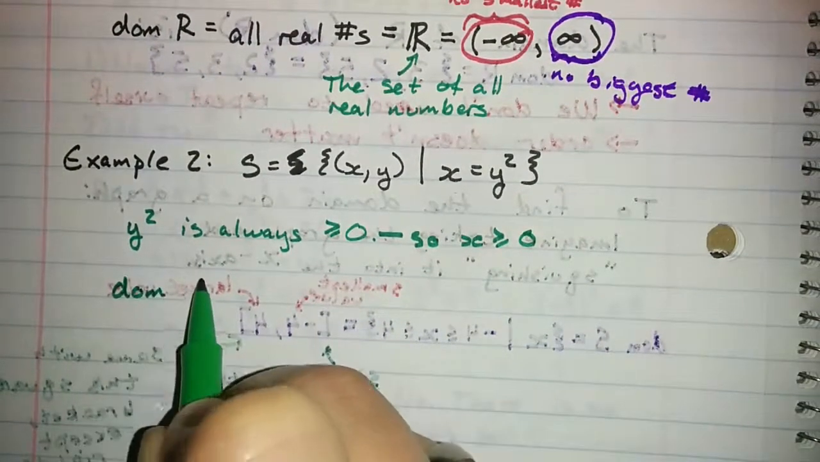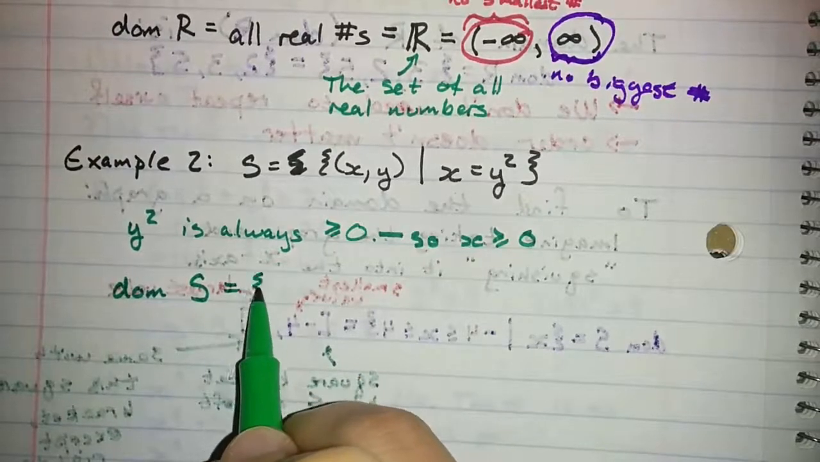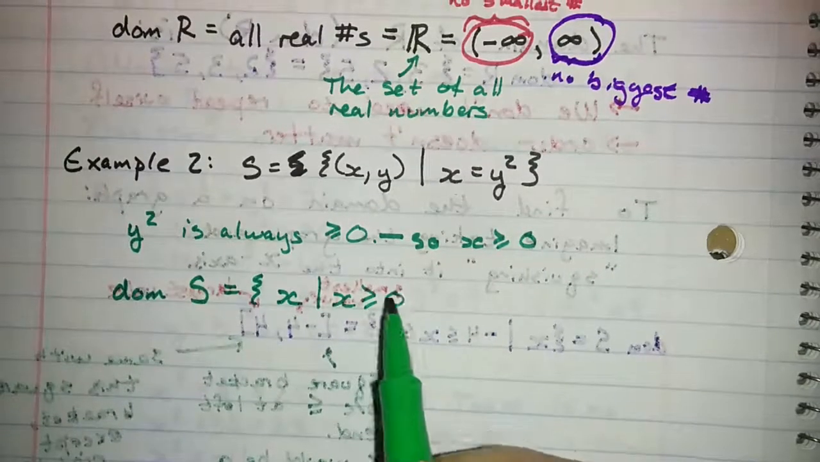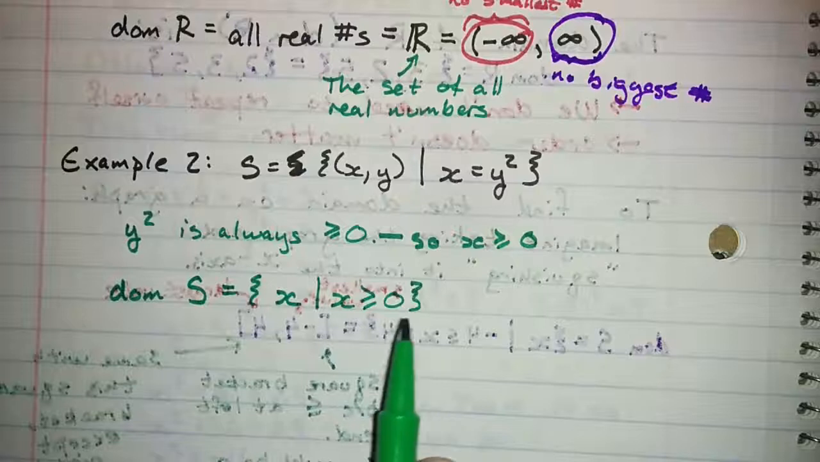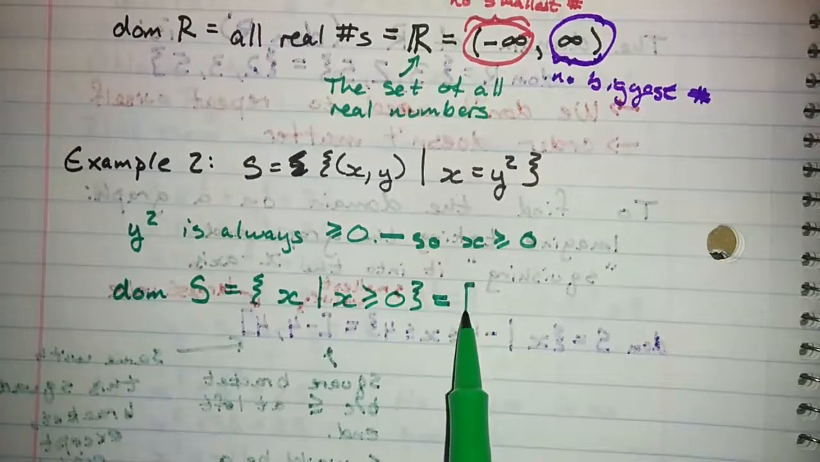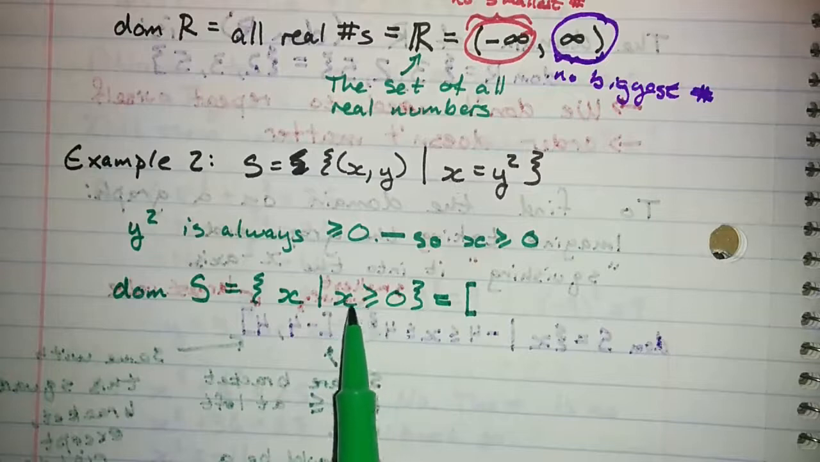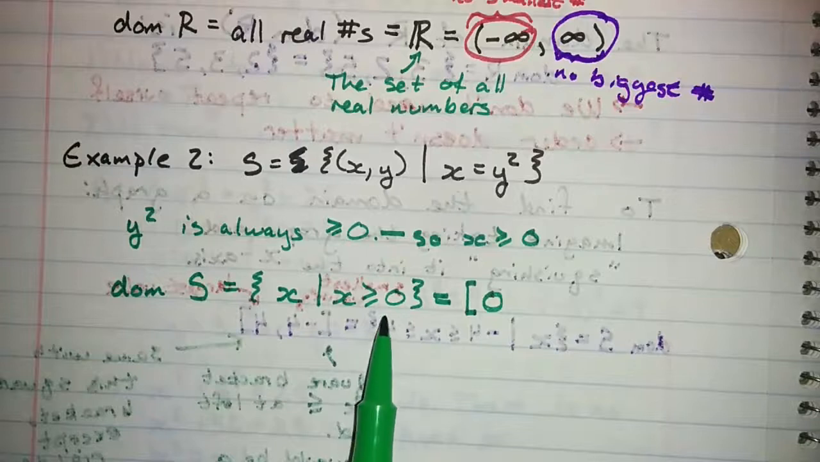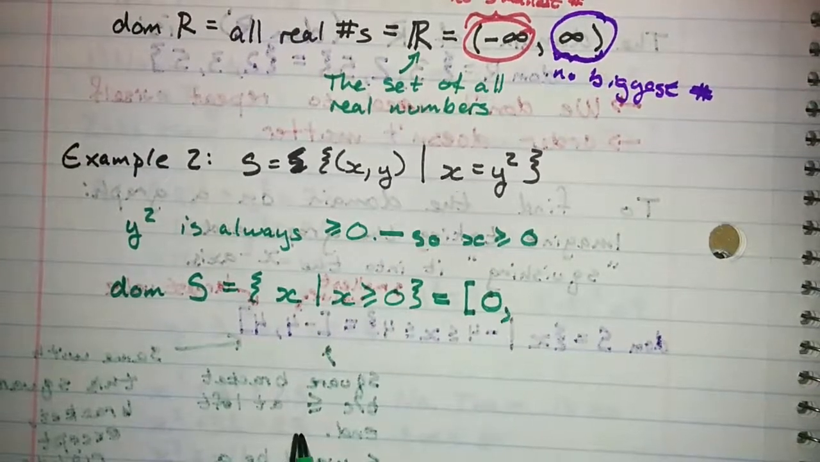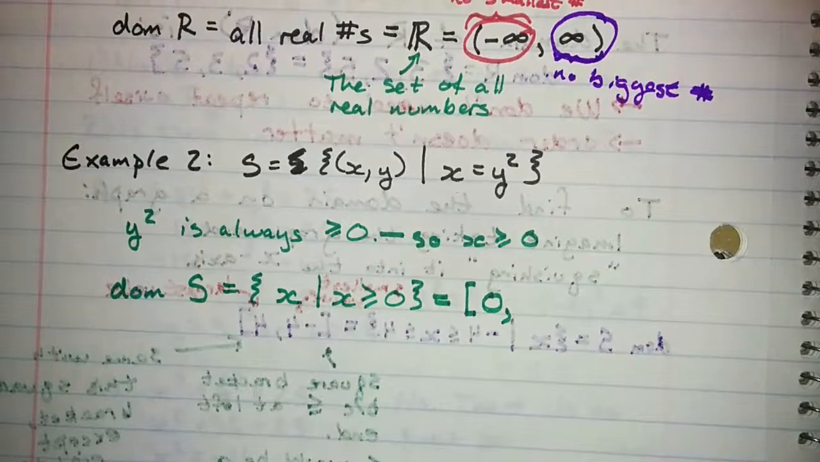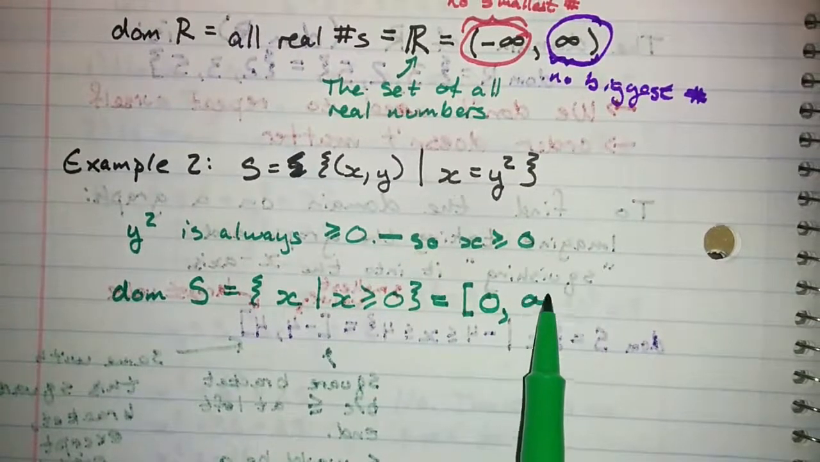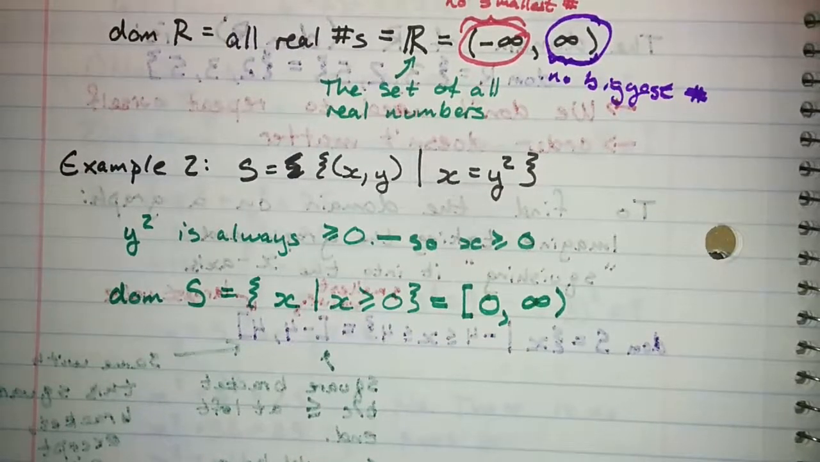Thus, the domain of S is the set of all x such that x is greater than or equal to 0. If we wanted to write that in interval notation, 0 is allowed, since x is greater than or equal to 0. So we'll have a square bracket, 0. But that's the smallest thing. Is there a biggest number greater than or equal to 0? Well, no, it goes on forever. So there's no biggest number. We write positive infinity round bracket for the right endpoint.